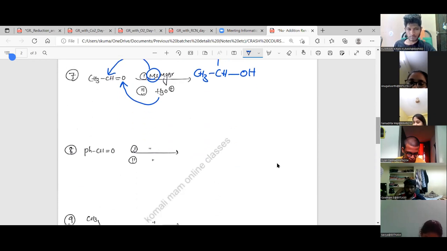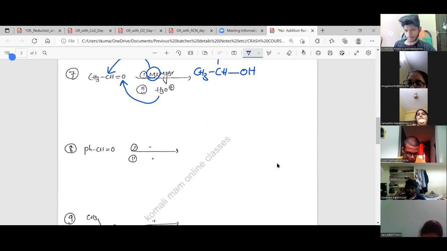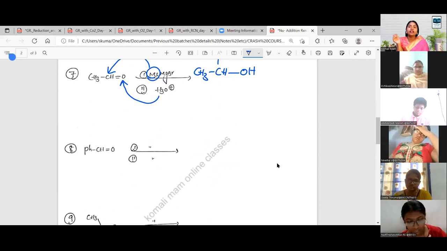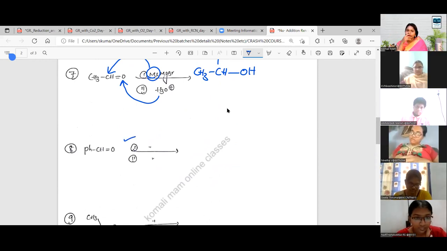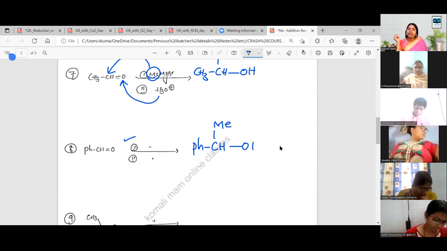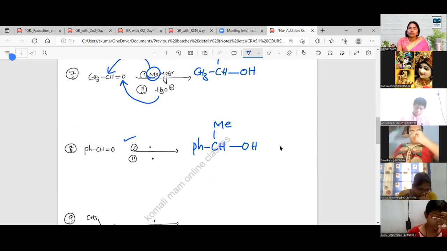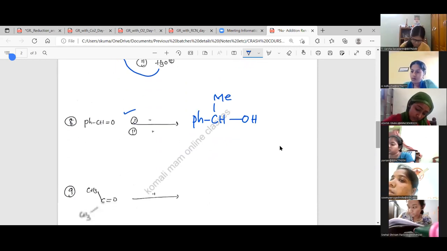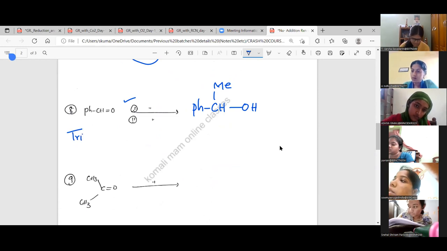Is the trick clear, everybody? Can you tell me the next one? I want every student to get a correct answer here. Question number 8. Where the alkyl group comes and attacks: the methyl group on carbon. Where hydrogen comes and attacks: oxygen. Easy? Write down the trick.